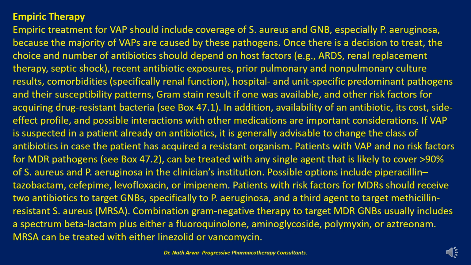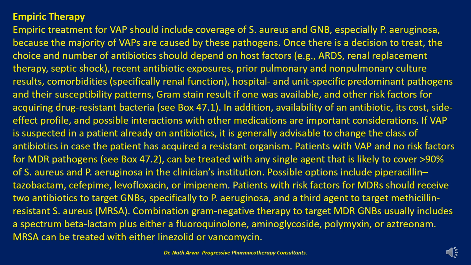We will now discuss empiric therapy. Empiric treatment for ventilator-associated pneumonia should include coverage of Staphylococcus aureus and gram-negative bacilli, especially Pseudomonas aeruginosa, because the majority of ventilator-associated pneumonias are caused by these pathogens.